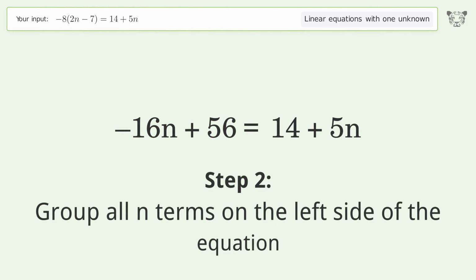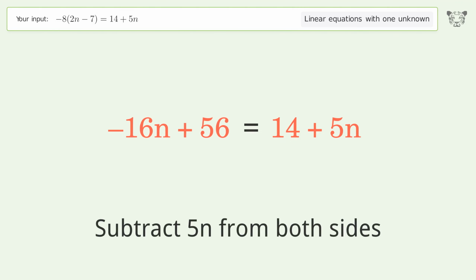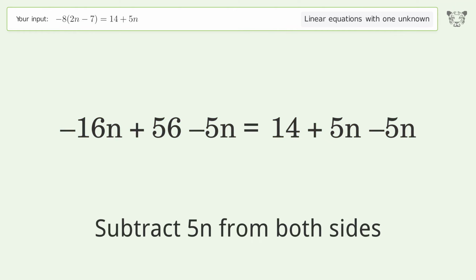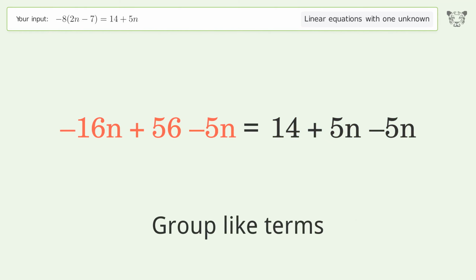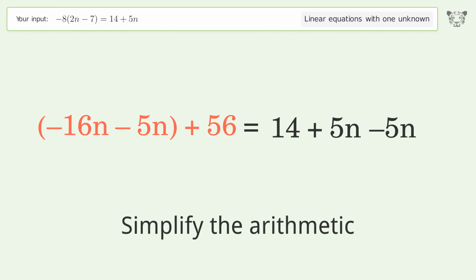Group all n terms on the left side of the equation. Subtract 5n from both sides. Group like terms. Simplify the arithmetic.